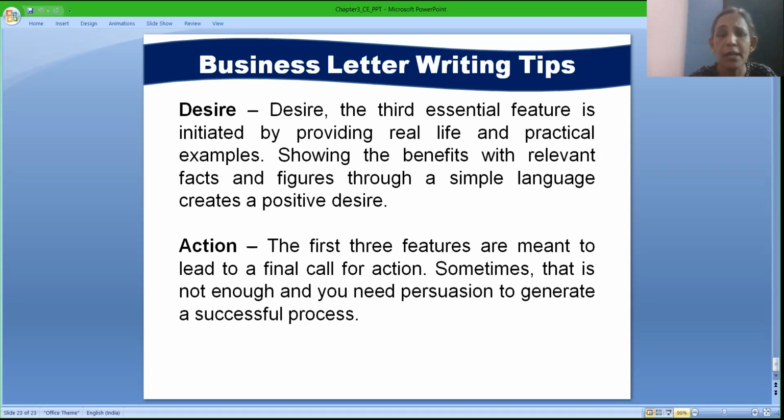So when we talk about it, writing a business letter is an art, and if this is applied, for sure we are going to get maximum benefit out of writing these business letters, and our business will flourish at a high speed.